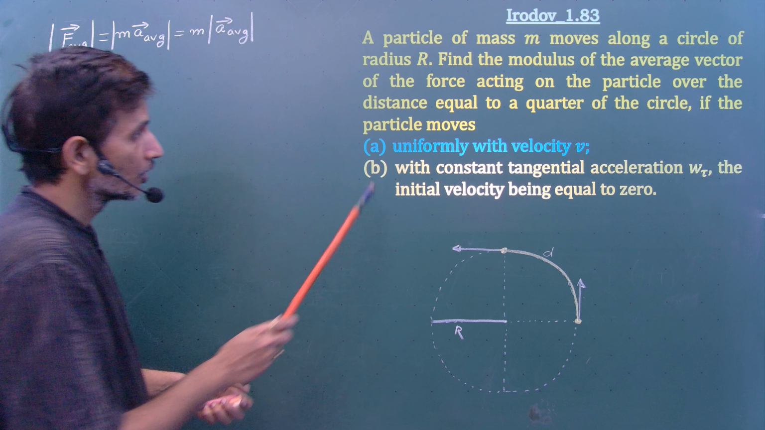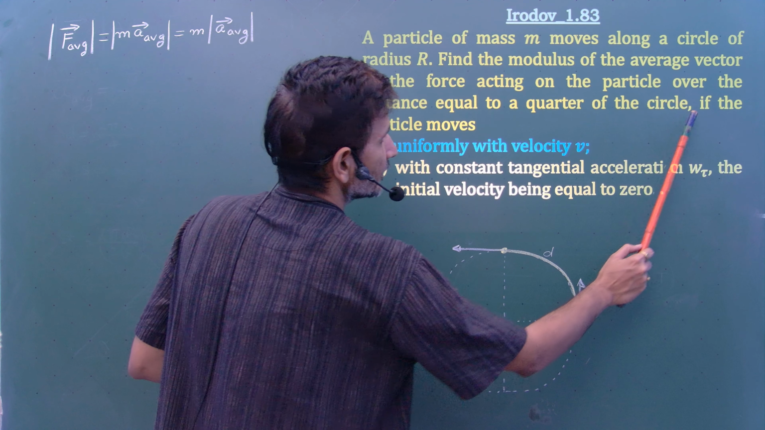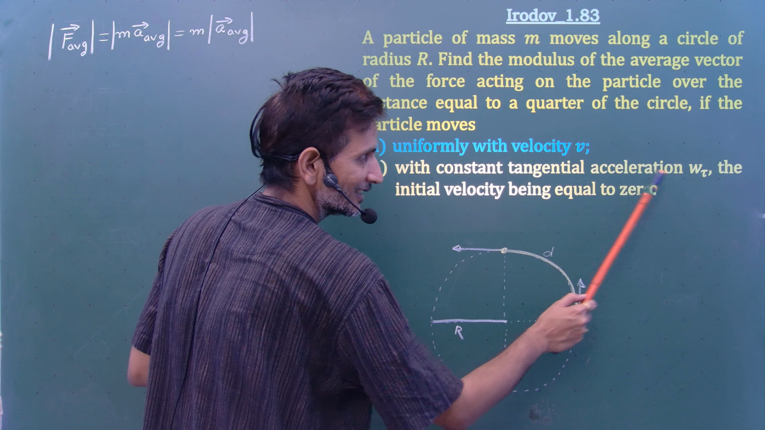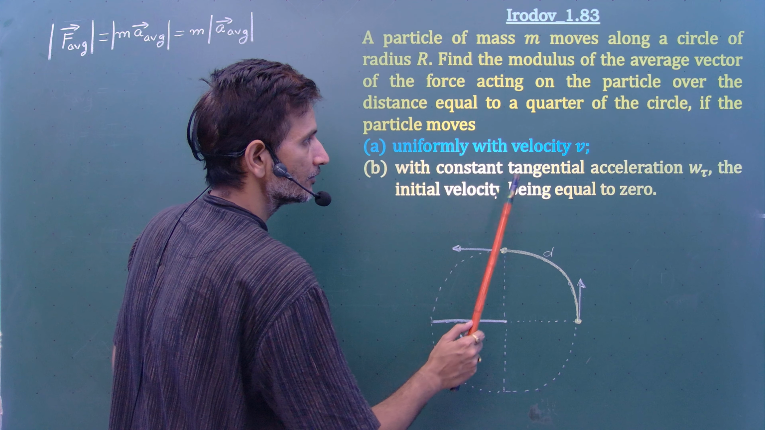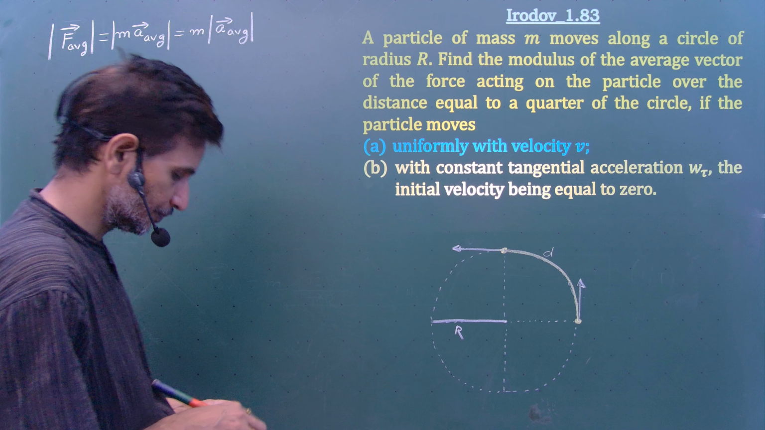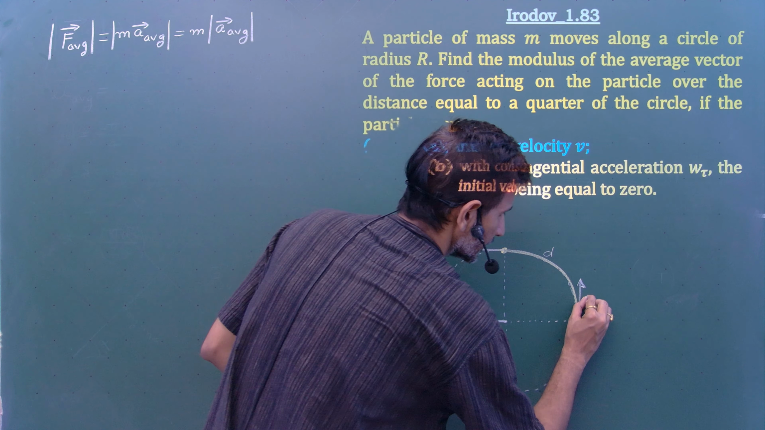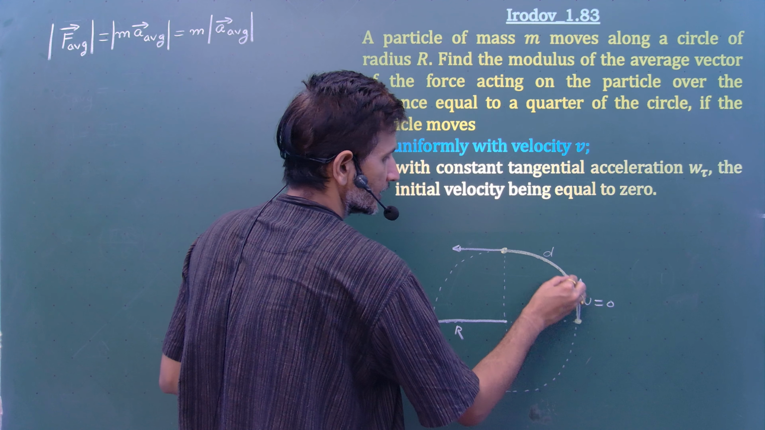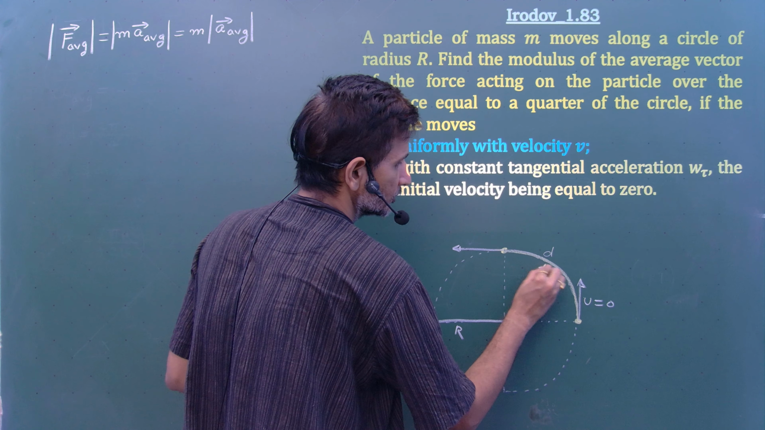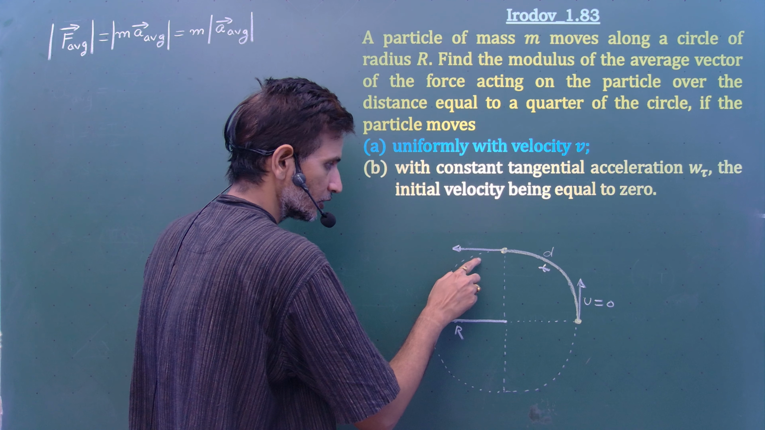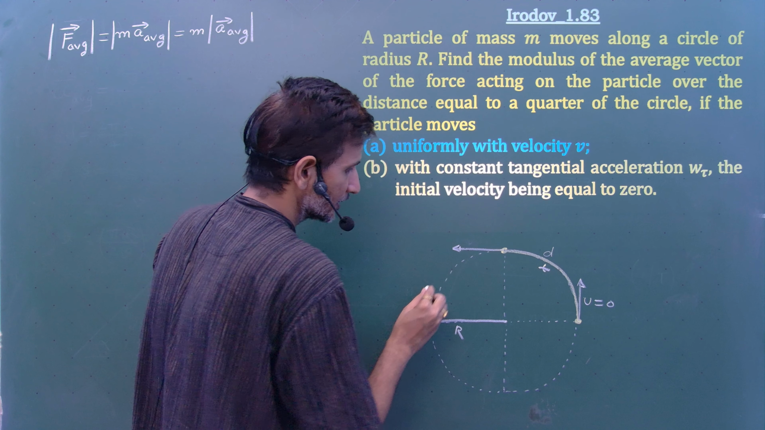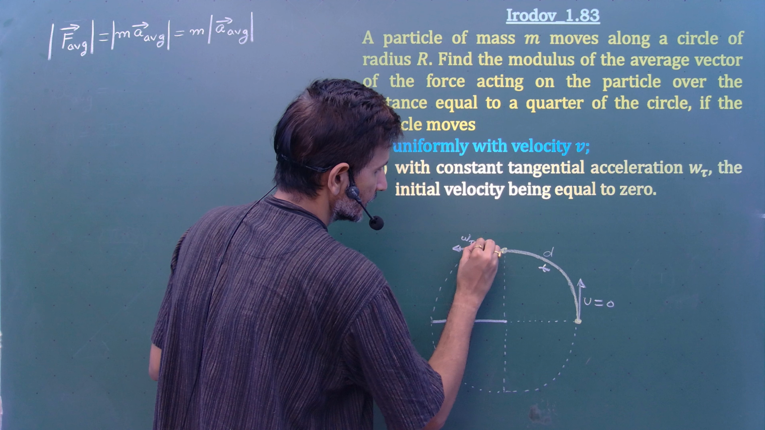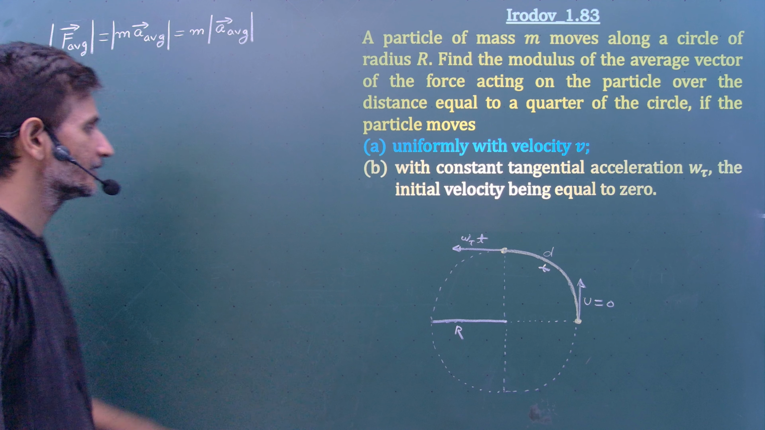Now, it is given that the particle moves with constant tangential acceleration wt, the initial velocity being equal to 0. So the initial velocity of the particle u is 0, and let me assume that this particle travels from this position to this position in time t. So the speed at this time is wt into t.